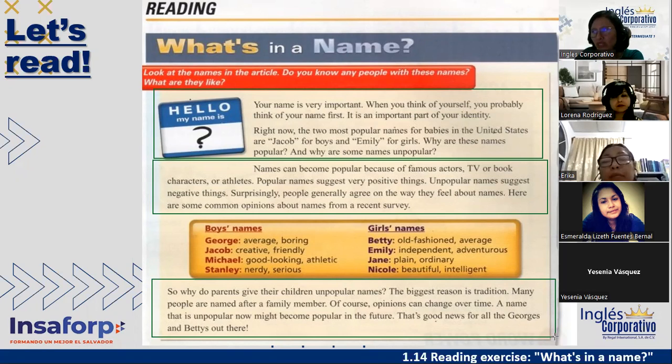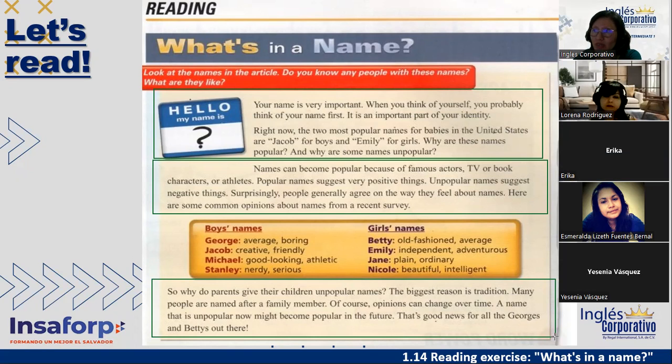So, your name is very important. When you think of yourself, you probably think of your name first. It is an important part of your identity. Right now, the two most popular names for babies in the United States are Jacob for boys and Emily for girls. Why are these names popular? And why are some names unpopular? Names can become popular because of famous actors, TV, or book characters, or athletes. Popular names suggest very positive things. Unpopular names suggest negative things. Surprisingly, people generally agree on the way they feel about names.